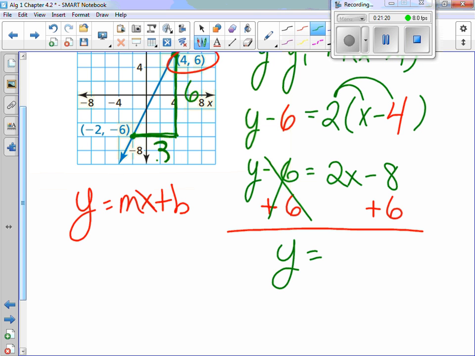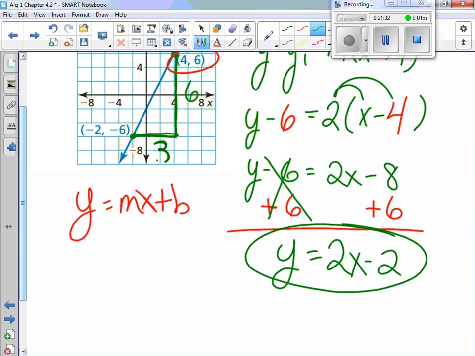Now the 2x is going to stay the same because 6 and 2x are not like terms. They both don't have a value of x. And we would do negative 8 plus 6, which would give us negative 2. And that's it.